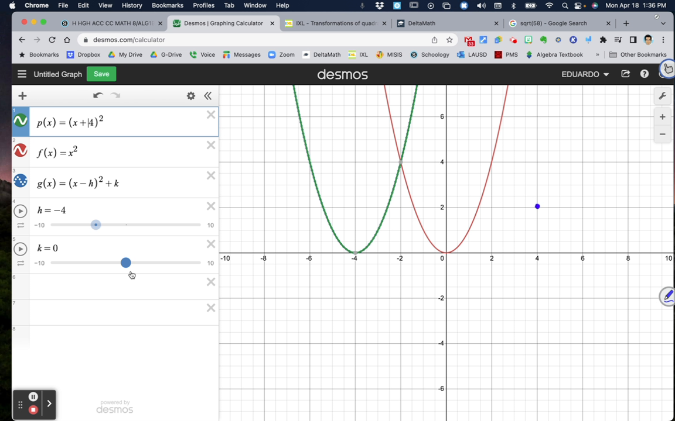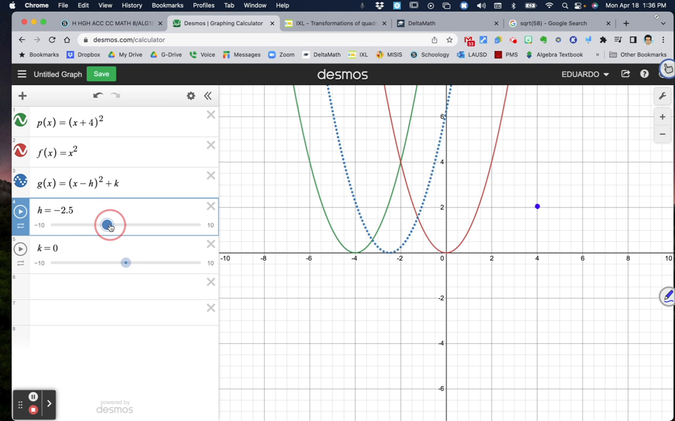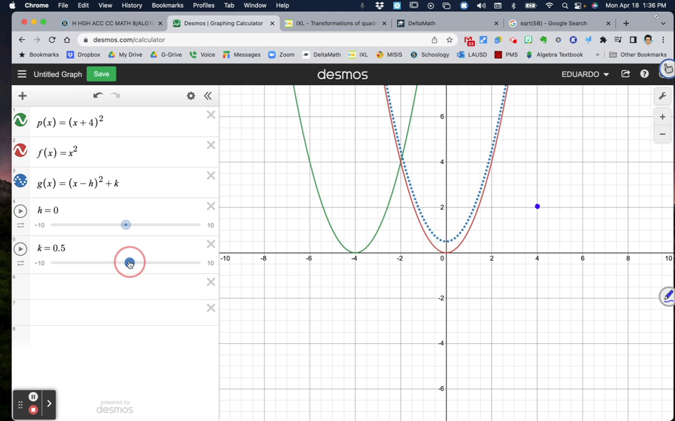First, move it up 2. How would I move it up 2? No, up 2. Which one do I put plus 2 to, H or K? Okay. Let me get this at 0. Okay. And I want to move this over to plus 2. Okay. Now I want to move this to the left 4, to the right 4.